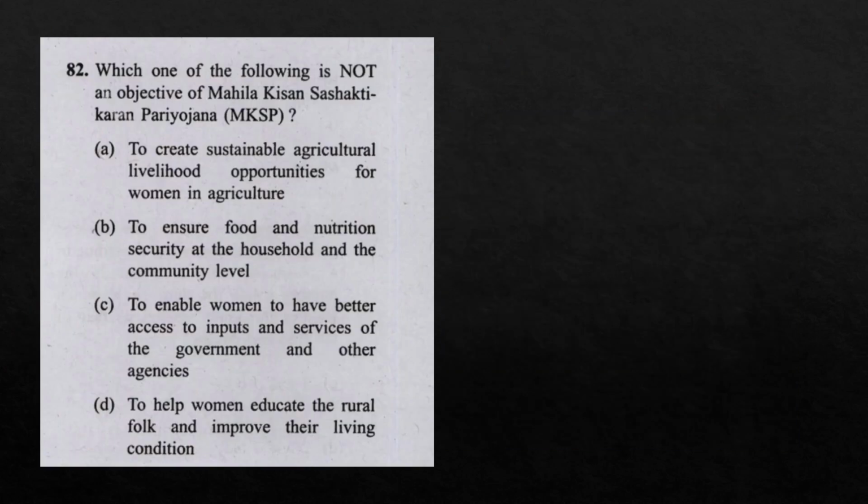Now let's move on to the next question. This talks about a scheme, Mahila Kisan Sashaktikaran Pariyojana. If you have read it, you know this is a scheme implemented by the Department of Agriculture. Even if you have not read it, you can easily get to it, because the scheme name is something related to Kisan, and anything related to Kisan is generally implemented by the Department of Agriculture. So this is the first point.